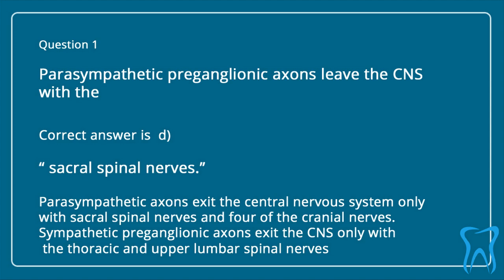Parasympathetic axons exit the central nervous system only with sacral spinal nerves and 4 of the cranial nerves. Sympathetic preganglionic axons exit the CNS only with the thoracic and upper lumbar spinal nerves.